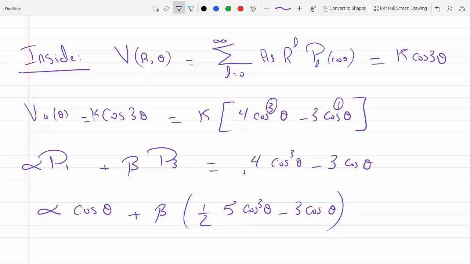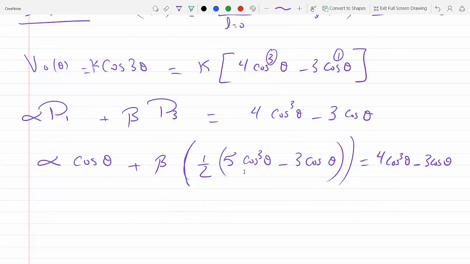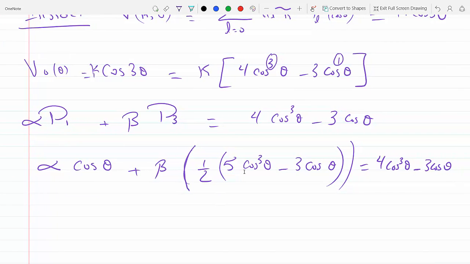This half multiplies both, so I need a bracket here, and then I need another bracket here. And this has to equal 4 cosine cube theta minus 3 cosine theta. Now I can collect the terms and solve for alpha and beta. From here on, this is straightforward algebra.